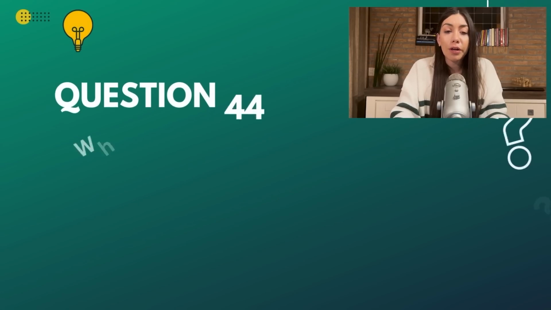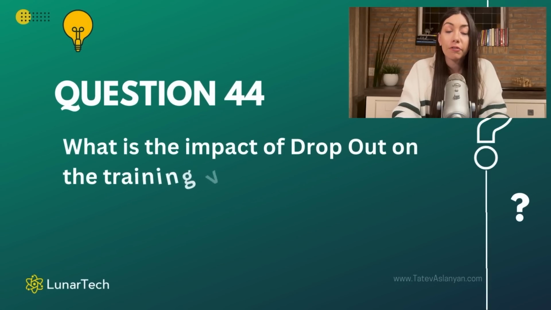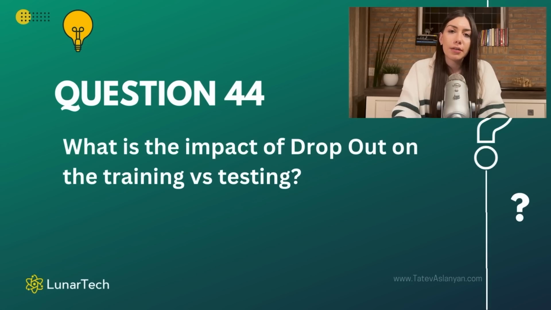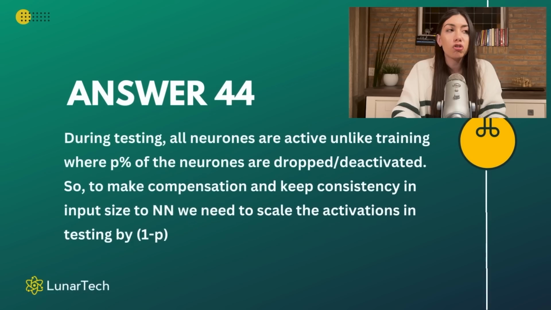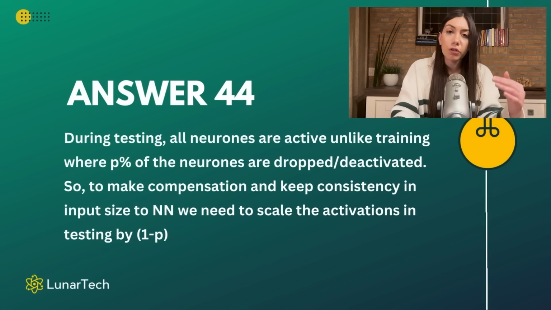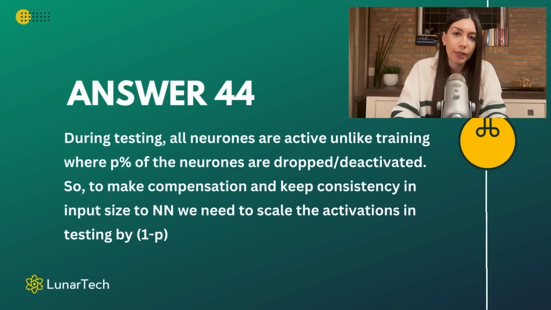The next question is, what is the impact of Dropout on the training versus testing? When we were discussing Dropout, I briefly mentioned that Dropout is only applied on the training data, which means that we are only randomly deactivating the activations as part of our training process. But this also means that the neurons have a smaller, and specifically 1 minus p, probability of being activated during the training process. So we are reducing the probability of a neuron to be selected for being activated.